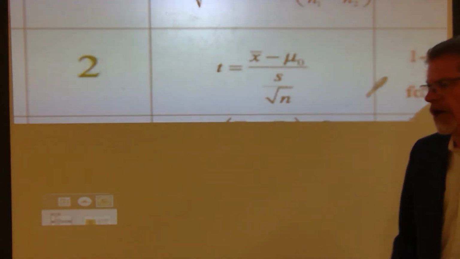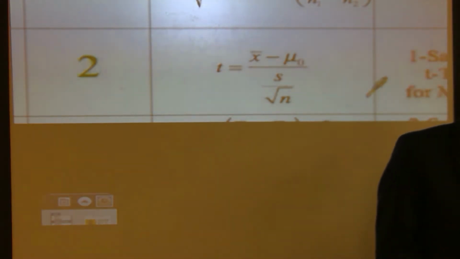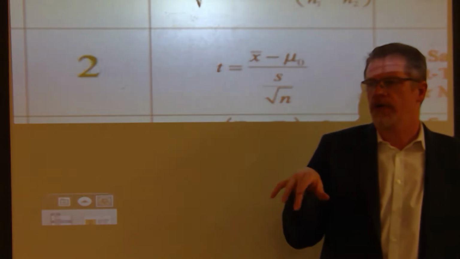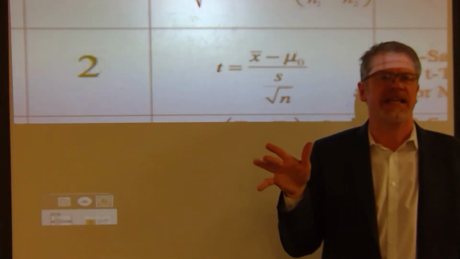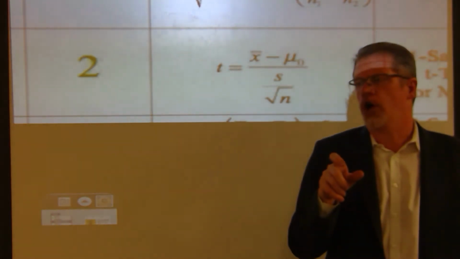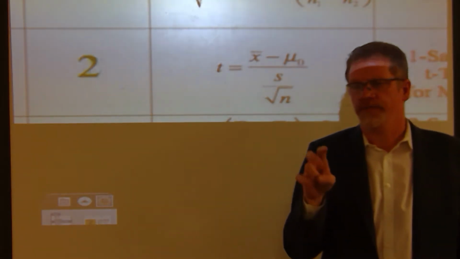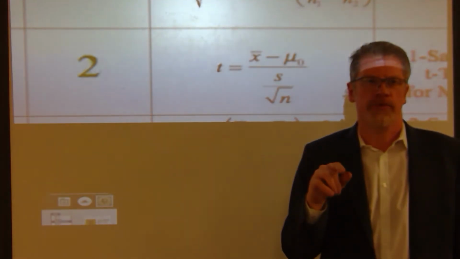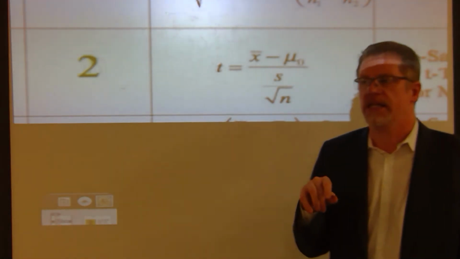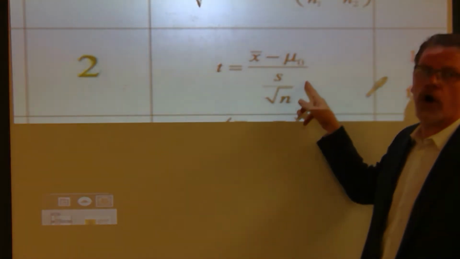So when I say go, I'd like all of you to say out loud and in unison, Z is for proportions, T is for means, always. Ready? Go. Z is for proportions, T is for means, always.